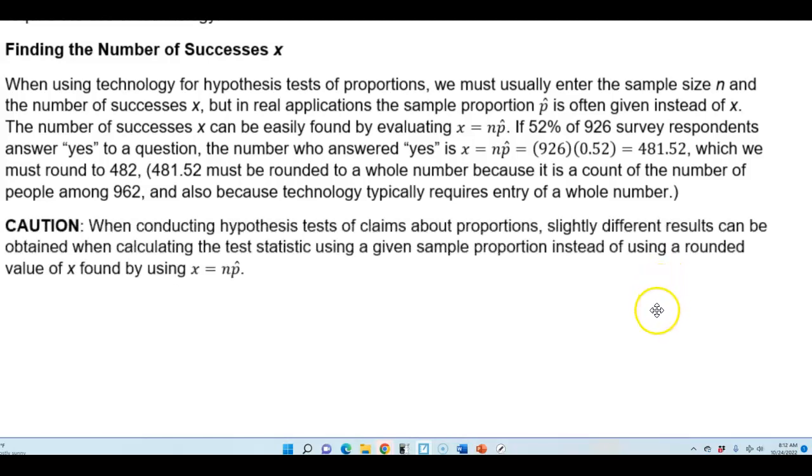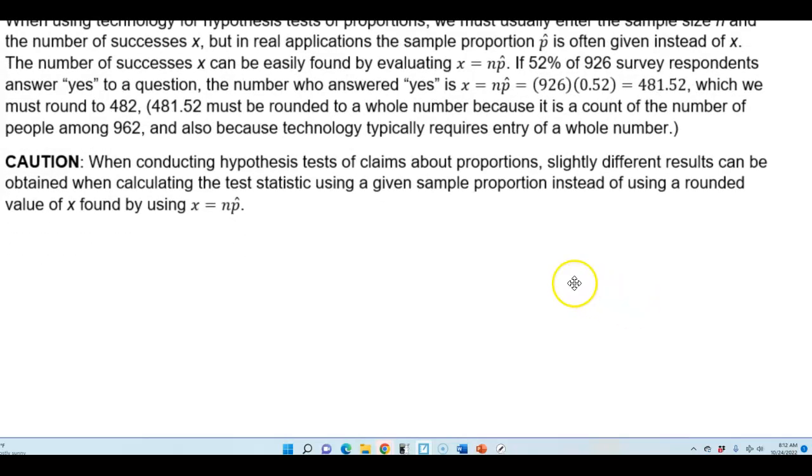Caution: when conducting hypothesis tests of claims about proportions, slightly different results can be obtained when calculating the test statistic using a given sample proportion instead of using a rounded value of x when found by using x = the sample size times the point estimate.